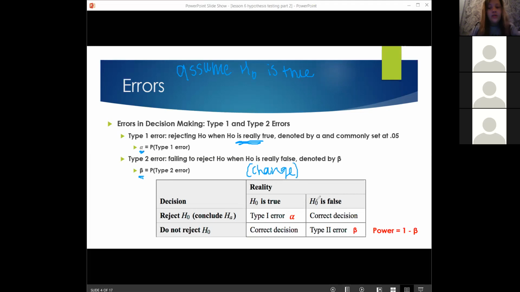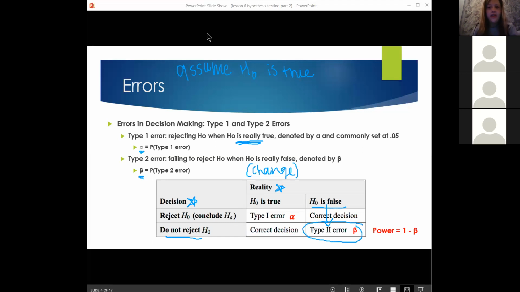And on this table, it's basically a two-way table discussing what would happen if you made these different conclusions. These are going to be your decisions, and this is what's actually true. So if I were to not reject the null, but the null was false, that would be me making a type 2 error, finding the intersection between these two.